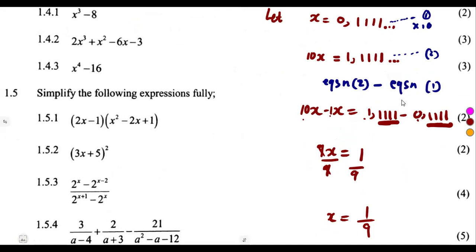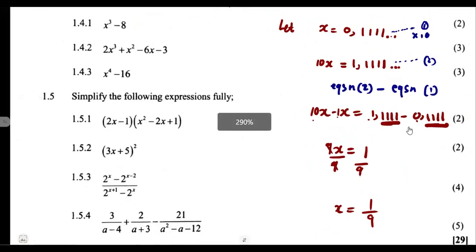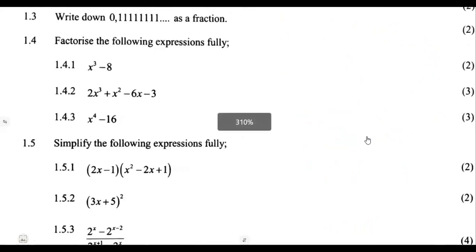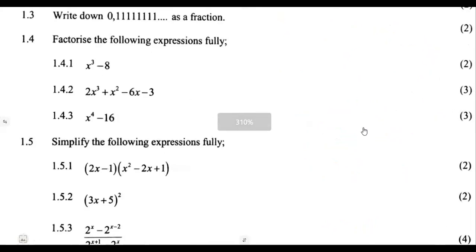So as you can see, guys, we have it as a fraction. That was the question. We are supposed to have this as a fraction at the end. So simple like that. This one, guys, do as many questions as you can.